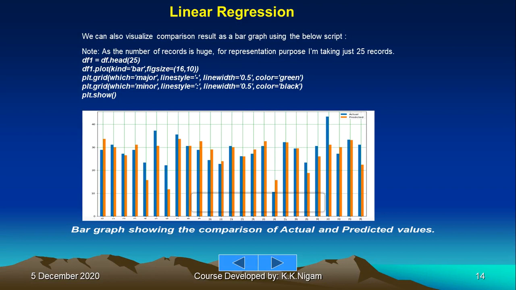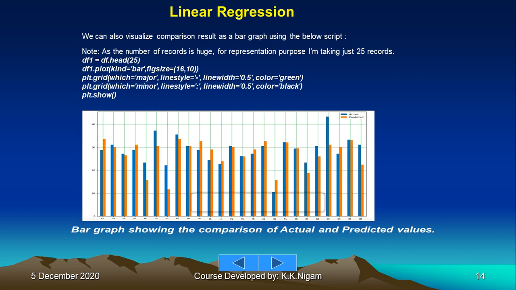So you can write this script also, and then a bar graph can be drawn. As the number of records is huge for representing this, I am taking just 25 records, because with more records it will be very congested and you will not be able to make out anything. That is why only 25 records are taken. So df1 is equal to df.head(25), and then on data frame 1, plot kind is equal to bar, figsize is 16, 10.